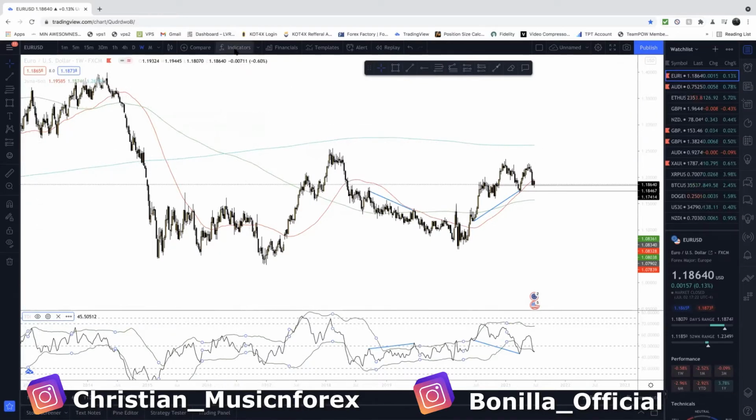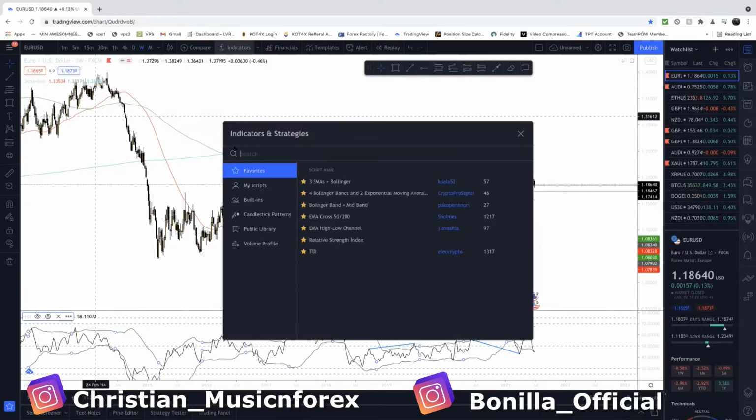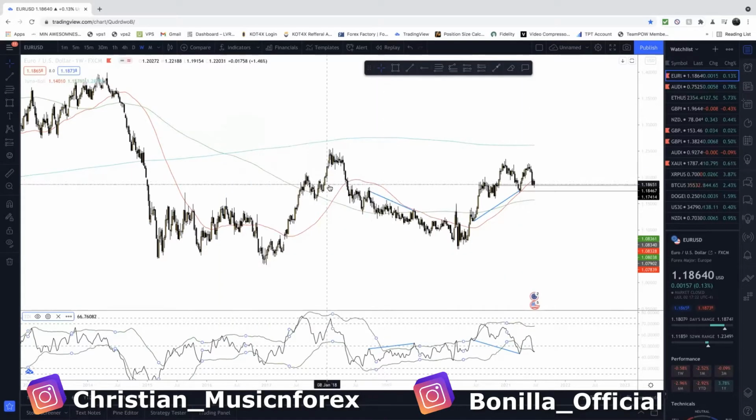And to add these, you just go to indicators and search these names, the 3SMA plus bowl and the TDI, which is right here. This one and this one. That's out of the way.